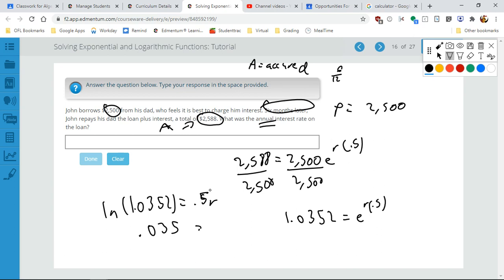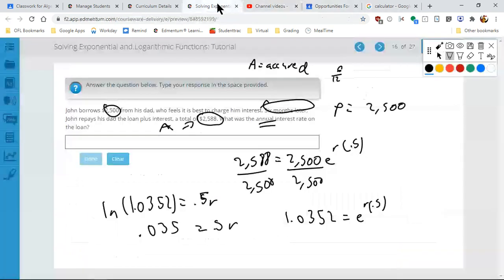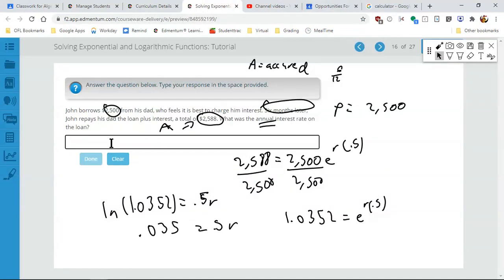0.035 is equal to 0.5r. We're going to have to divide by 0.5. So since this is already here, might as well divide this by 0.5. And I get 0.07. I don't know how accurate this wants it to be. So about 7% interest. 0.07 interest.